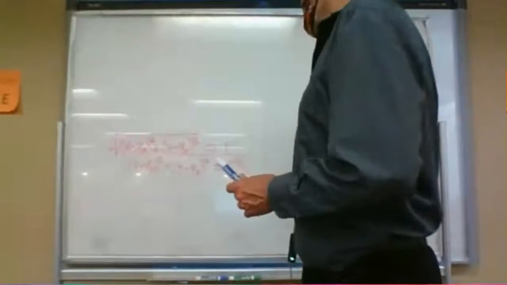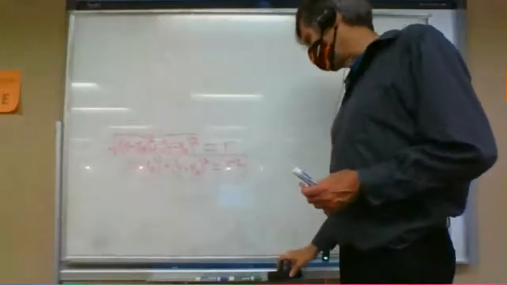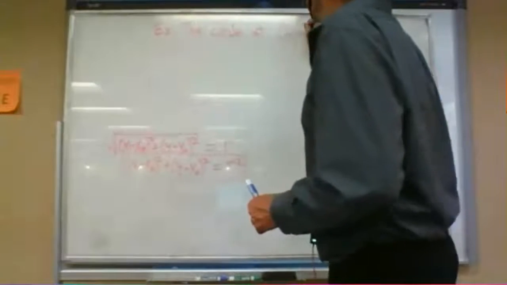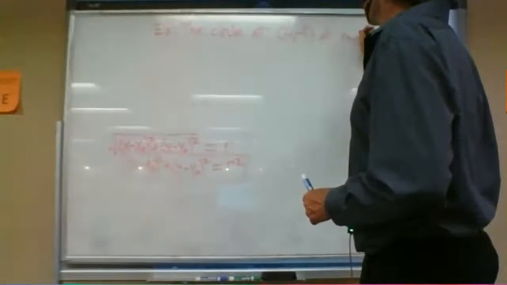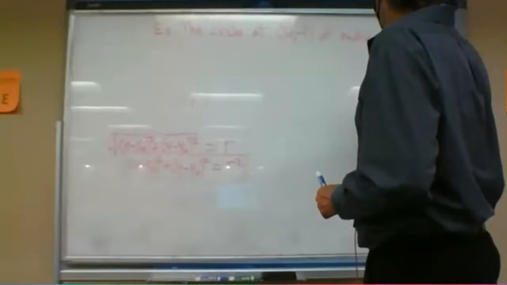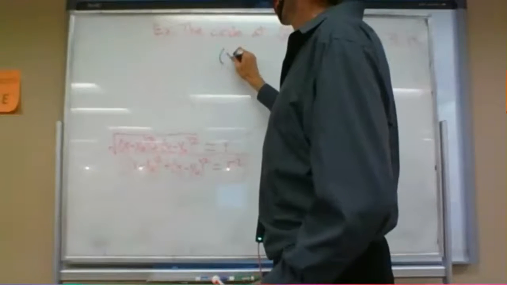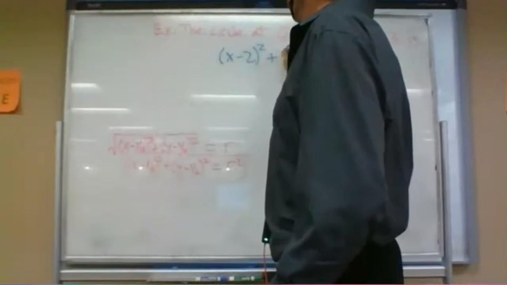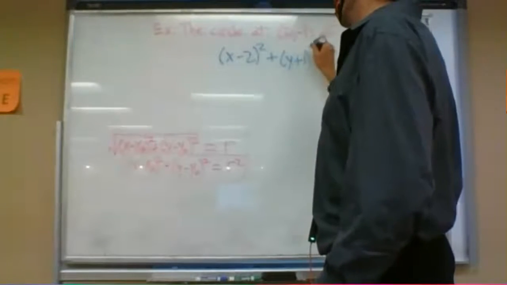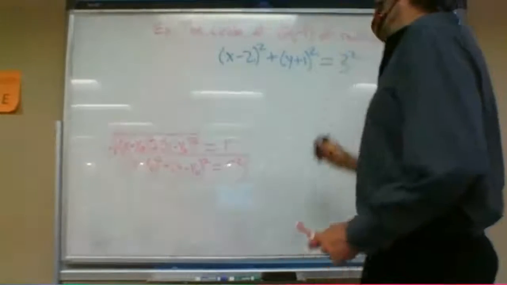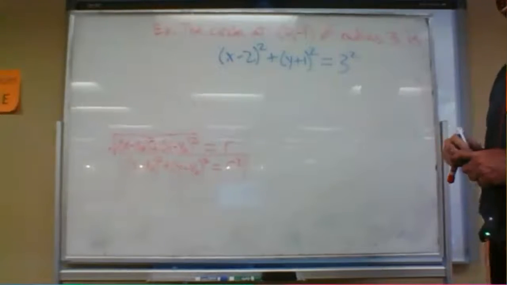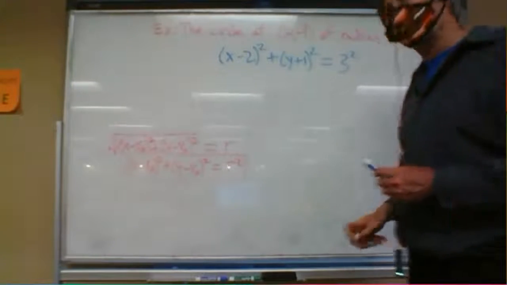I don't think the homework has any problems on that because they sort of consider that elementary, but I'll do one example just for fun. The circle at 2, minus 1 of radius 3 has equation, right? x minus 2 squared plus y minus minus 1, which is y plus 1 squared, equals 3 squared. There's the equation for the circle of radius 3 at 2, minus 1.